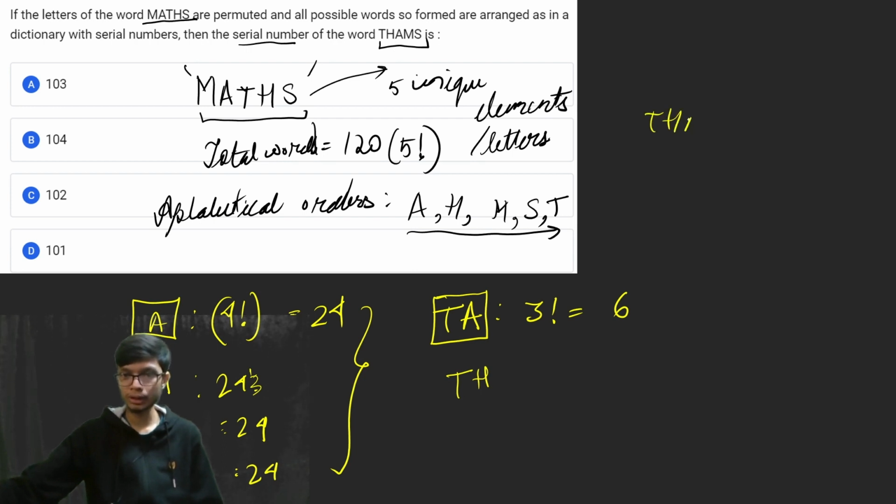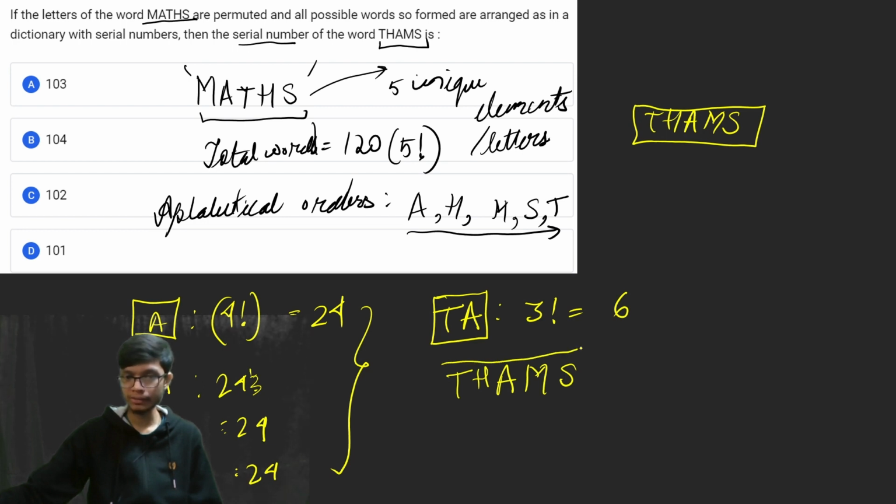Now TH is present in the word THAMS. So to look for the serial rank of the word THAMS, TH is present, and after TH the letter will be A, and after A the letter will be M, and similarly after M the letter will be H, S. So that is the required word that we need, and that will be the serial number 1. It will have the plus 1 also, so up till here whatever the number is summed up, you have to add 1, and with this you will get the serial rank.